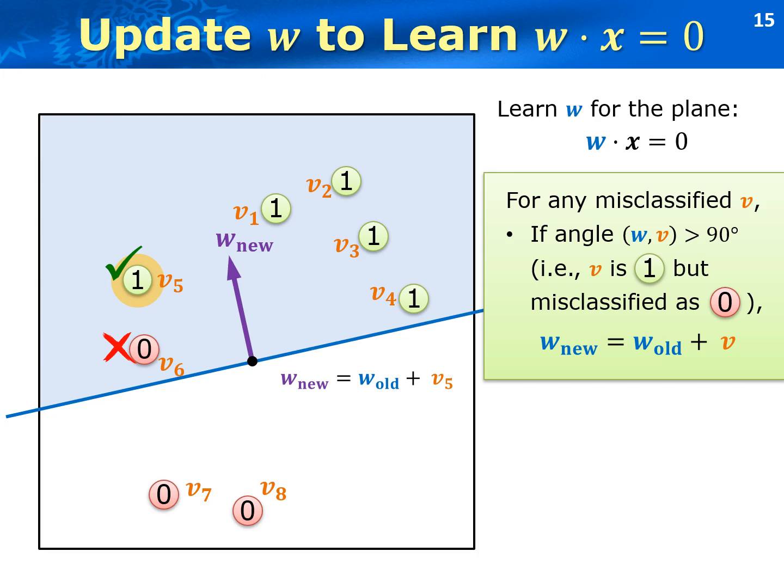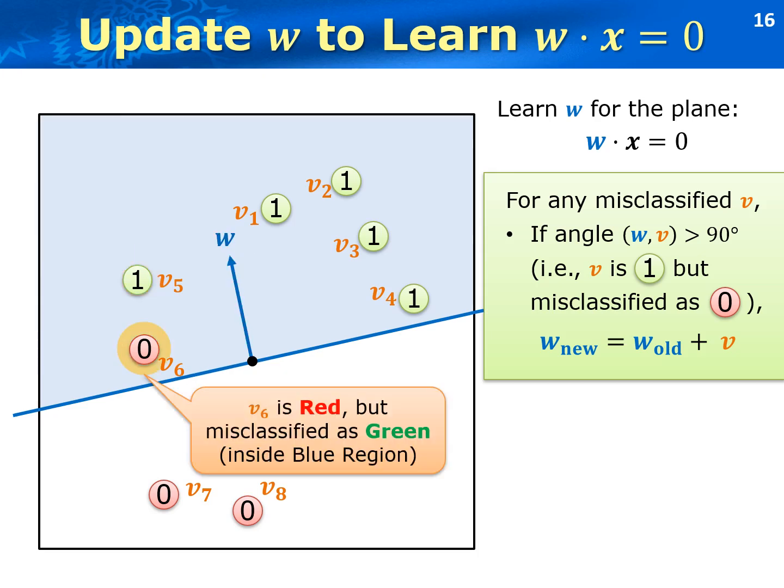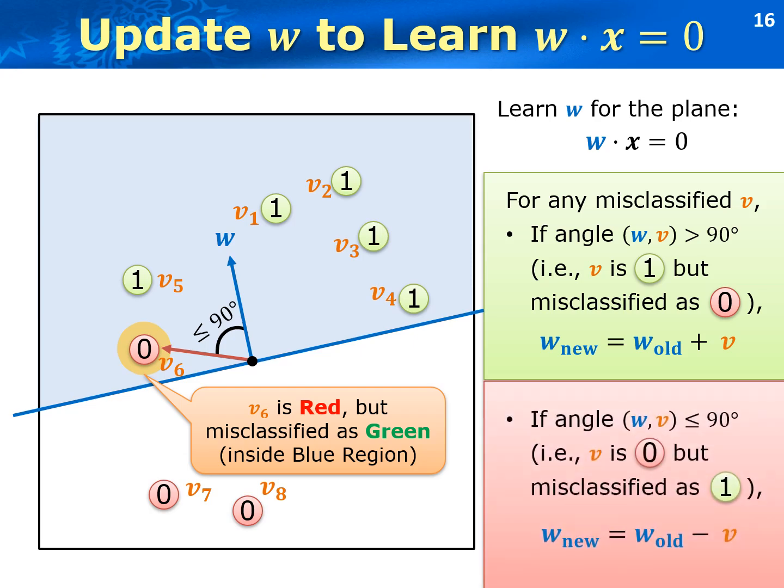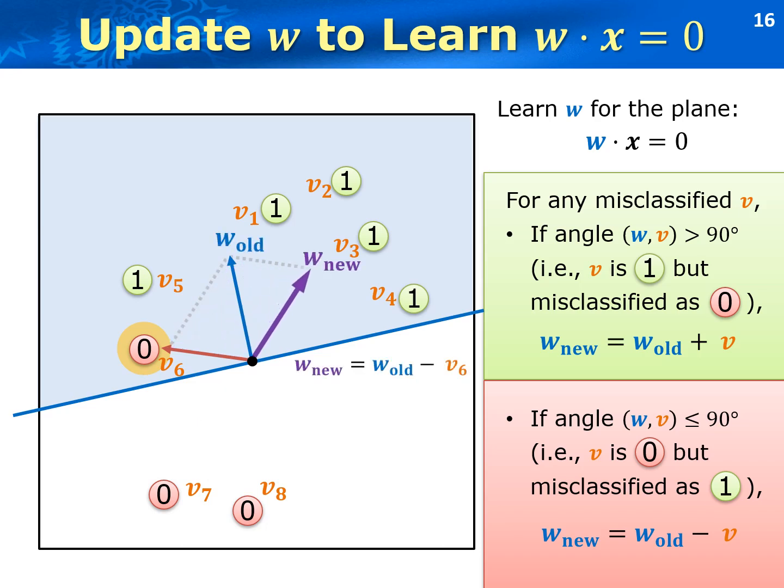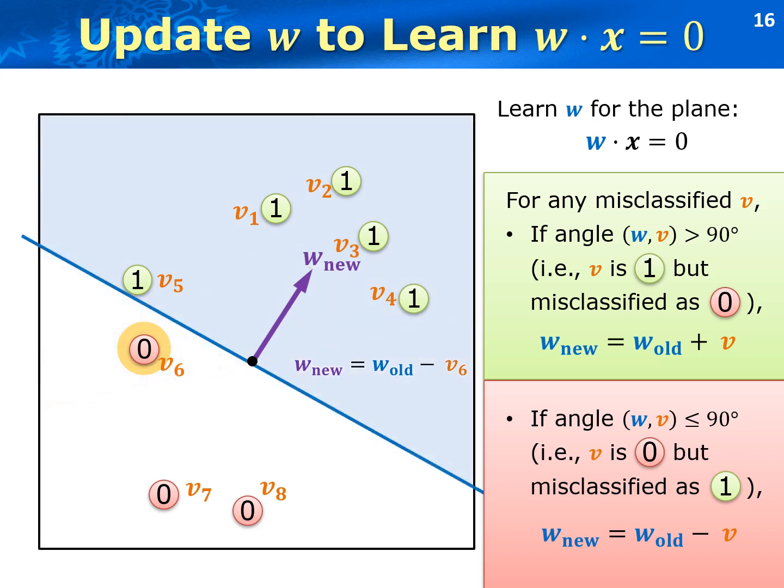In this case, the angle between vector V6 and W is less than 90 degrees. To exclude V6 out of the blue region, we use the minus learning rule. That is, W new equals W old minus V. Then a new vector W is produced, shown in purple color. Based on this new vector, we rotate the line to make it perpendicular to the purple vector.